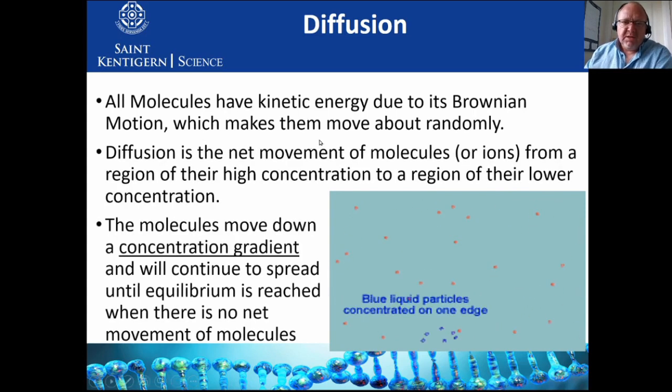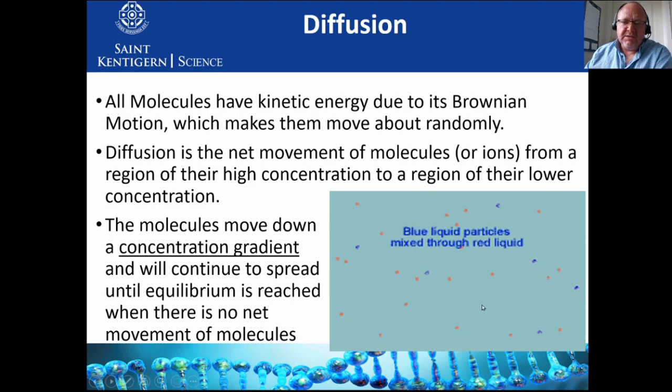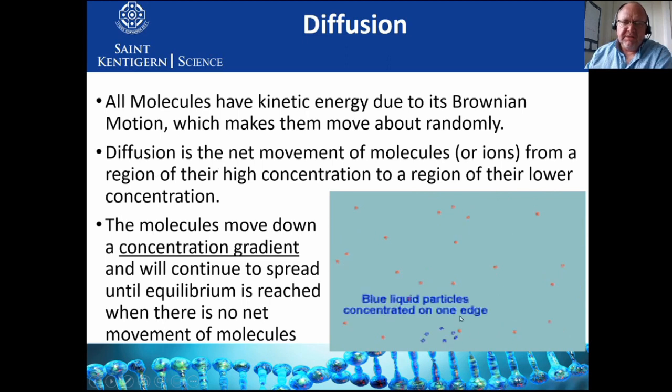So all molecules have kinetic energy. It's called Brownian motion, and basically you can see here where the blue is added, it's first an area of high concentration of solute to an area of low concentration of solute. So that is diffusion. Diffusion is the net movement of molecules or ions from a region of high concentration to a region of lower concentration.